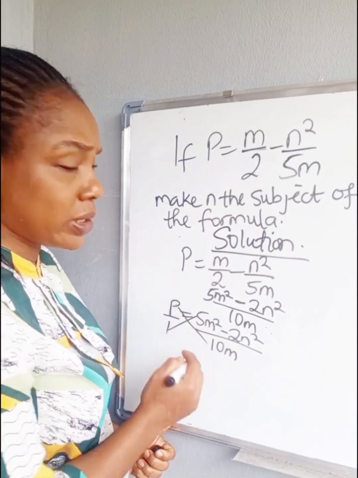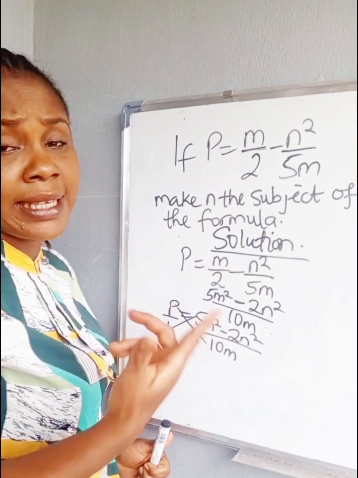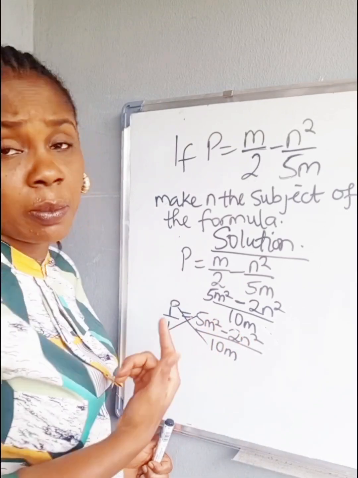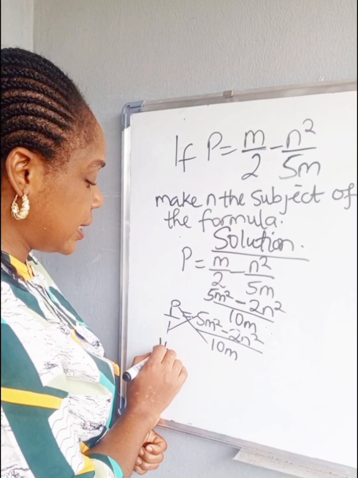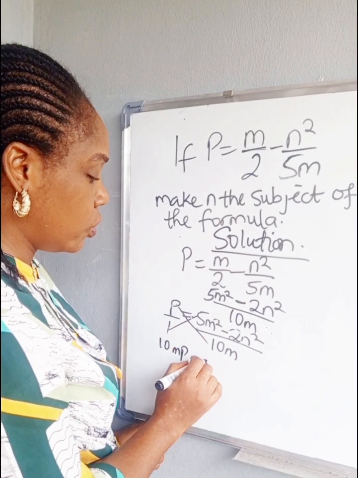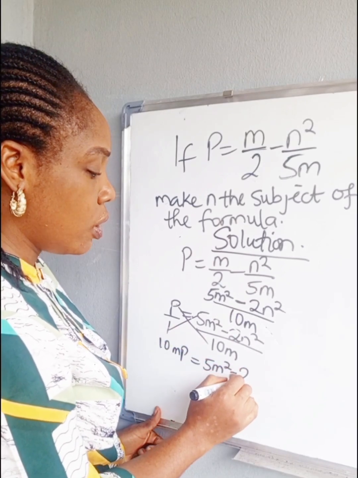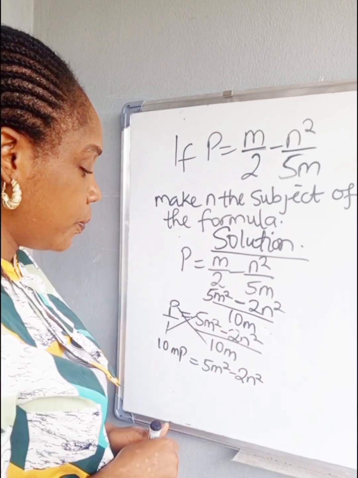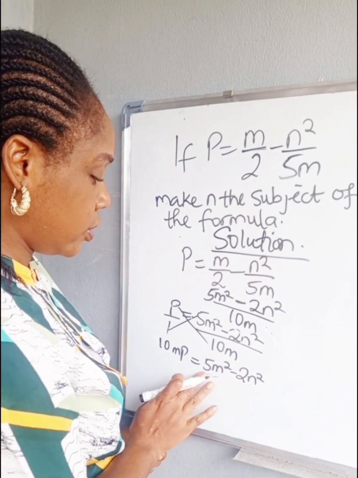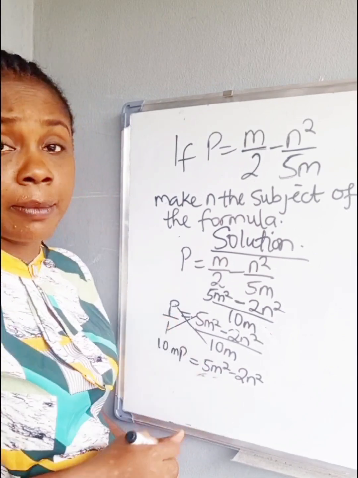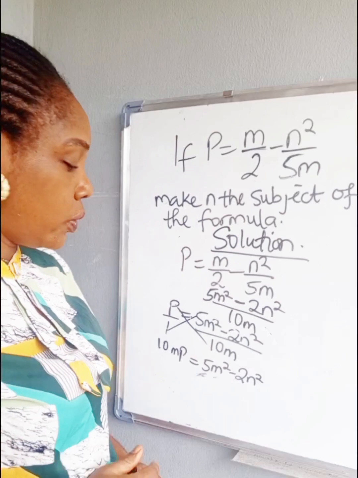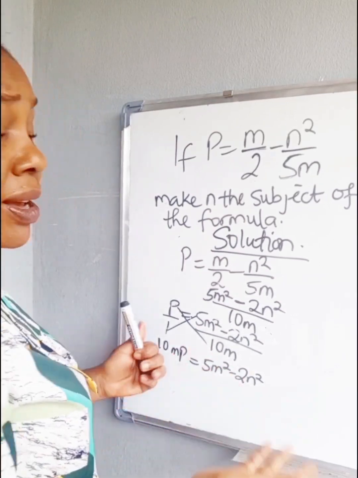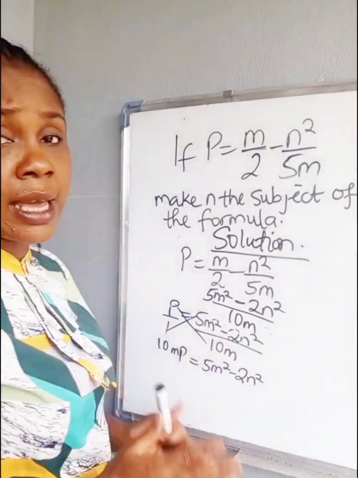We now cross multiply, okay? P will multiply 10n, while this expression here is going to multiply 1. So we have 10np is equal to 5mn minus 2n raised to the power of 2. Okay, so now we have multiplied 10n and p, so it's okay. Now all we need to do next is to bring out the like terms, the like terms together.